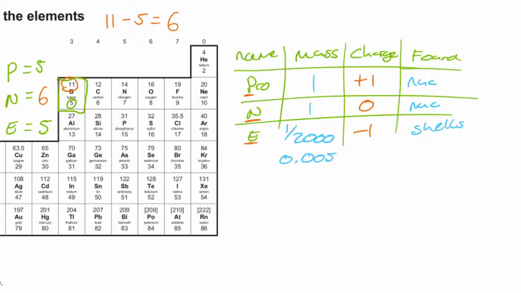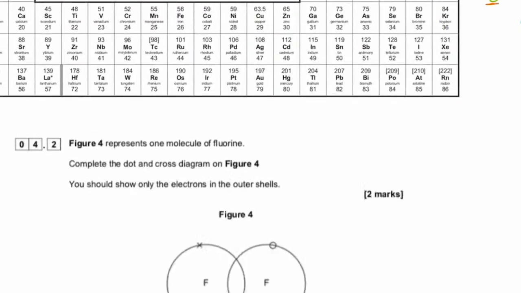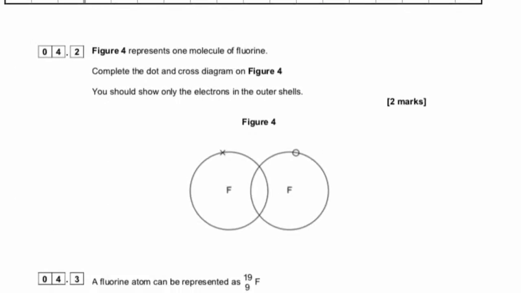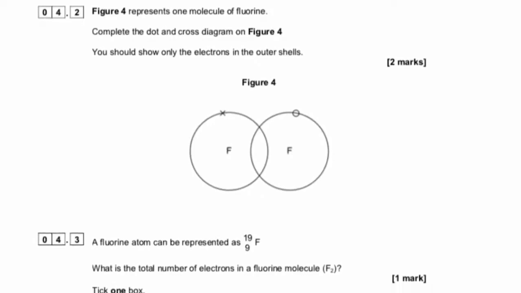Okay, cool. So what we're going to do now is have a look at this past paper question. I'll just read it out, and this is a higher past paper question. Figure 4 represents 1 molecule of fluorine. Complete the dot and cross diagram on figure 4. You should only draw the electrons in the outer shells.